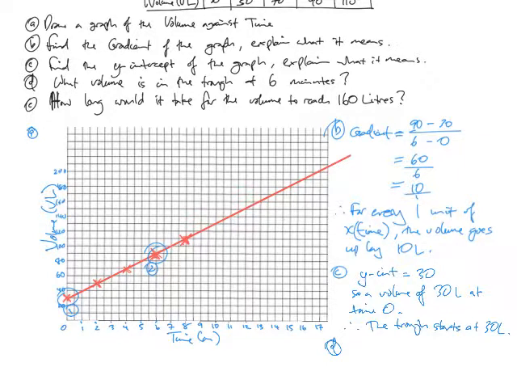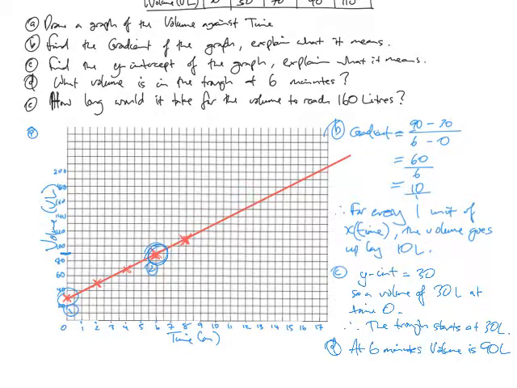D. What volume is the trough at 6 minutes? Well, hopefully we've drawn the line straight enough that it goes through the point, and you can see our point is the time at 6 minutes. So the volume of that is going to be here, which is between 80 and 100. So it's going to be 90 litres. So at 6 minutes, volume is 90 litres. Alright.